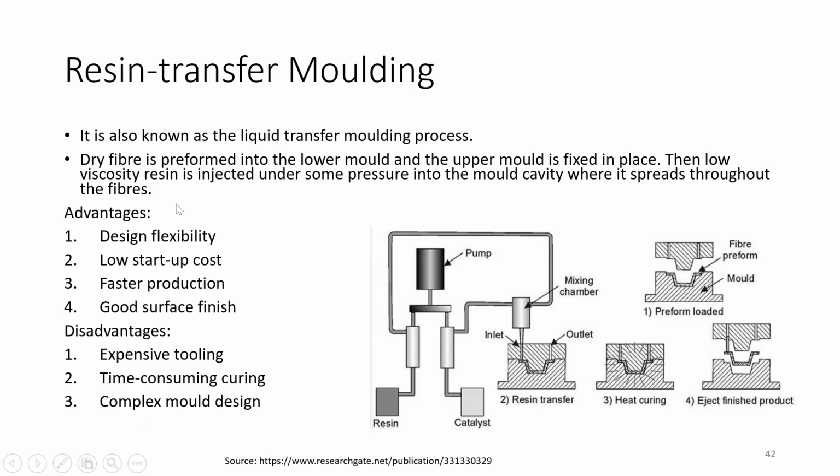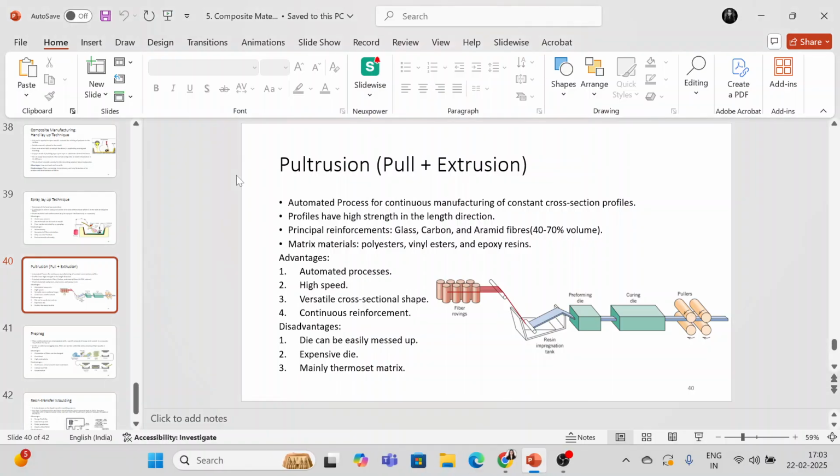Resin transfer molding. This is the last process. It is also known as liquid transfer molding process. In this, dry fiber is pre-formed into the lower mold and the upper mold is fixed in place. Then low viscosity resin is injected under some pressure into the mold cavity where it spreads throughout the fiber. Advantages include design flexibility, low startup cost, faster production, good surface finish. Disadvantages include expensive tooling, time consuming curing and complex mold design. Okay, that's it from my side.